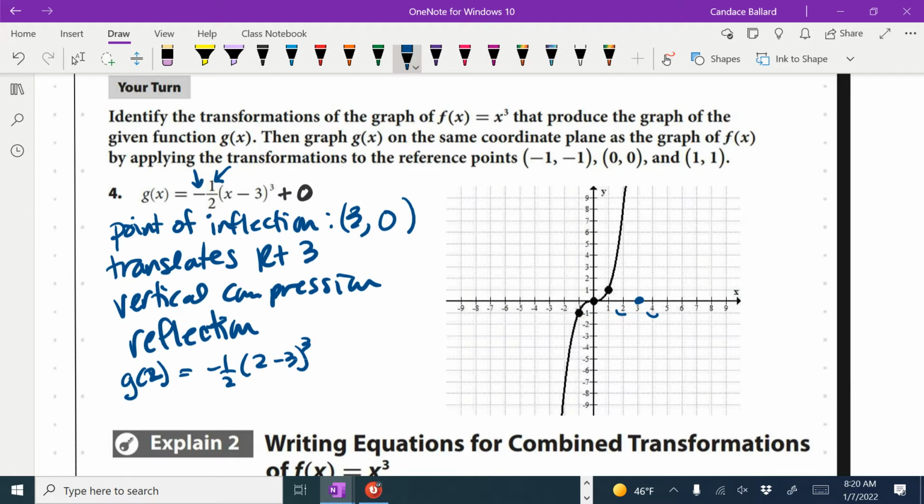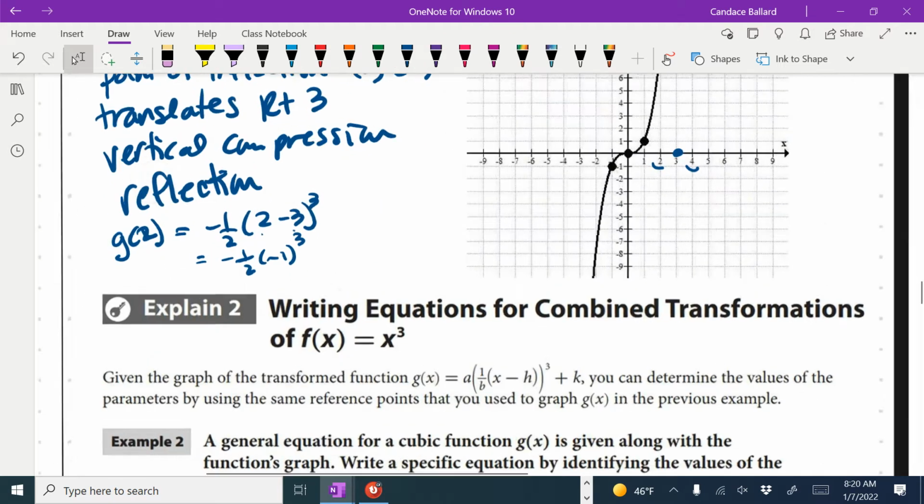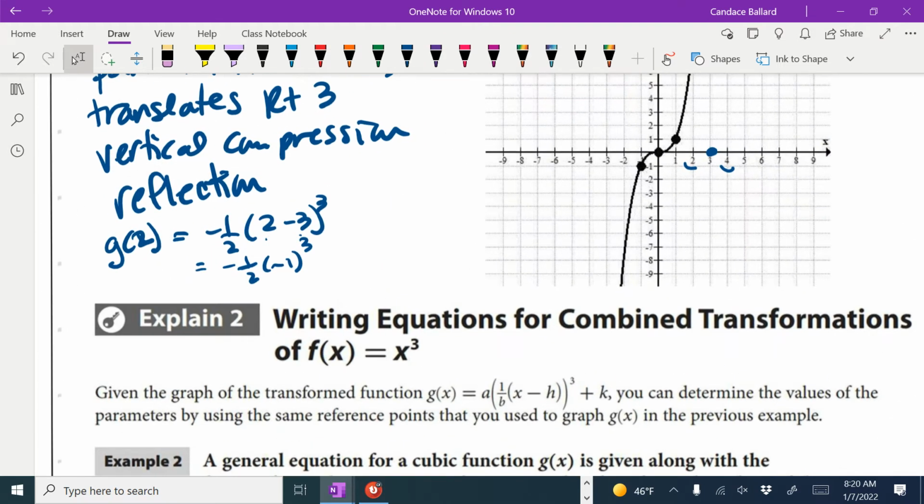Here's the nice thing about picking one on either side. What's 2 minus 3? It's negative 1. Isn't that a nice number to work with? I mean, compared to what we could be working with, if we had picked 0, it would have been a lot uglier. I'm going to move that up. If it gets too low and you can't see, just remind me that I got to slide the screen up, okay? It sometimes happens. Okay. What is negative 1 cubed? Negative 1, good. And then negative 1/2 times negative 1 is positive 1/2. So I know I have the point (2, 1/2) I have to plot.